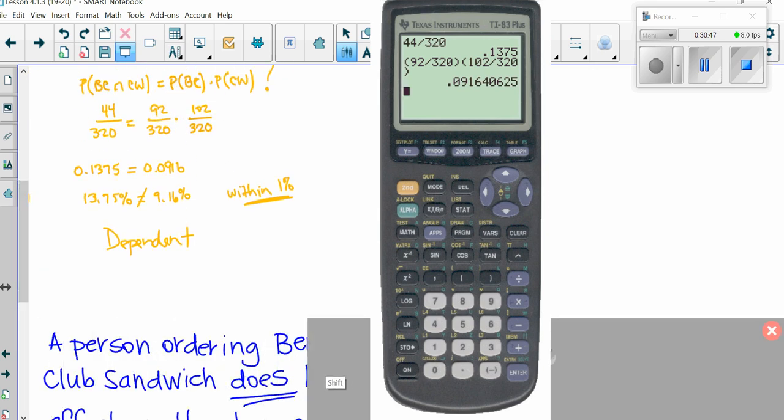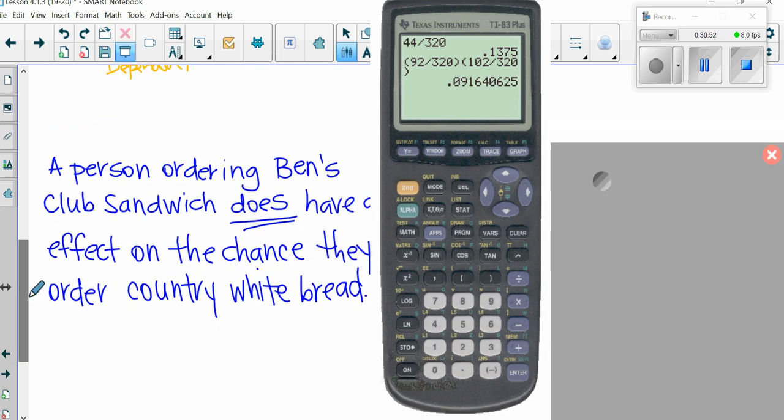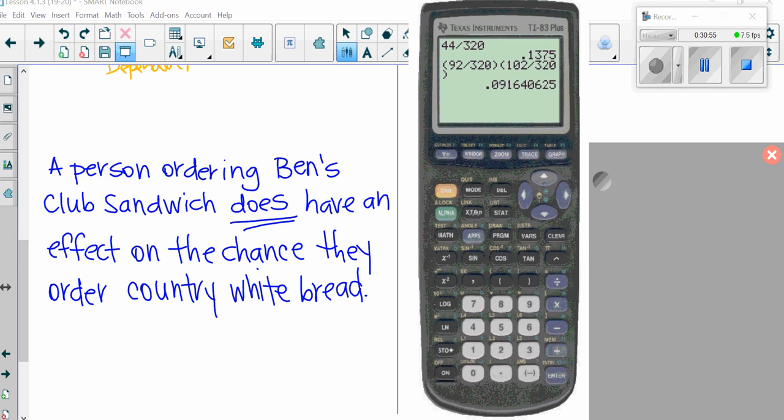Okay, that means that these two events are dependent on one another. This is the type of explanation that you would be expected to write. I'm going to scroll down. So again, they're dependent. So a person ordering Ben's club sandwich does have an effect on the chance that they order country white bread. So go ahead and fill this in. Pause it, write it down. Okay, so dependent means that there is an effect. So if a person orders Ben's club sandwich, there's a really good likelihood that it is going to affect the chance that they order country white bread.